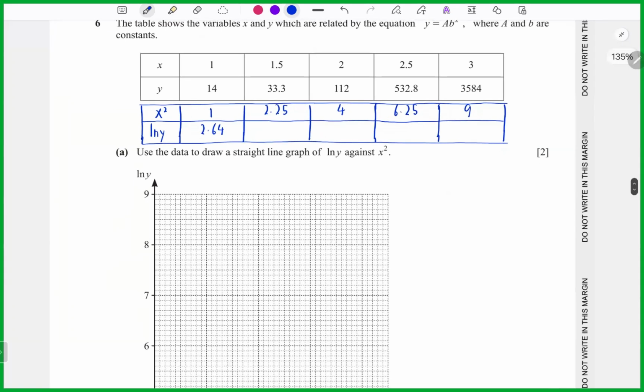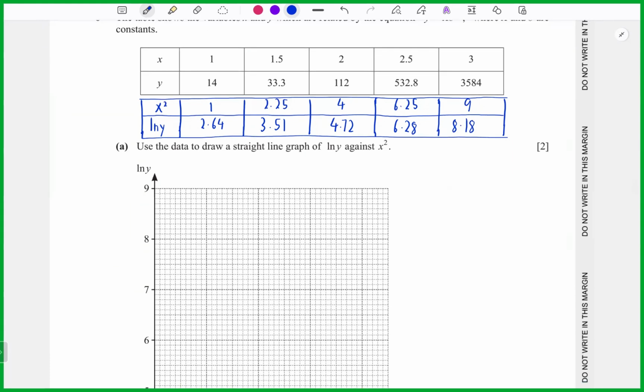So now we try to find the values for ln y. Now I can take ln 33.3, so I will get 3.51. Then ln 102 is 4.72. Then ln 532.8, so you will get 6.28. And for the last, 8.18.